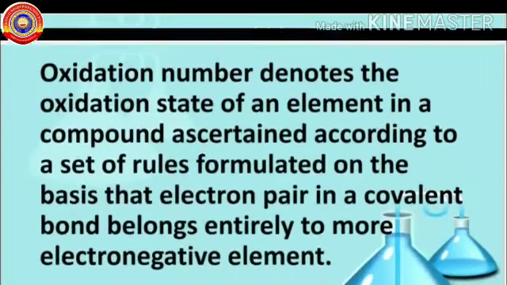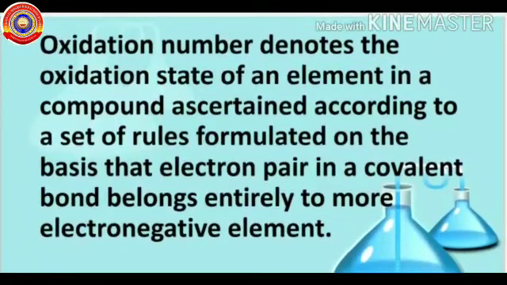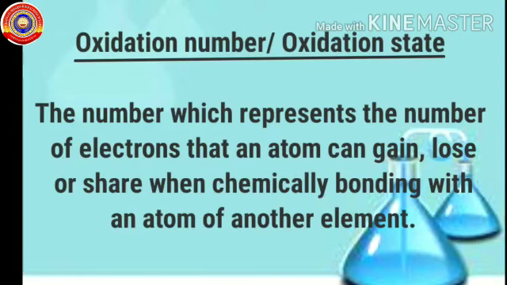Oxidation number. What is an oxidation number? It denotes the oxidation state of an element in a compound ascertained according to a set of rules formulated on the basis that the electron pair in a covalent bond belongs entirely to the more electronegative element. What does it mean? Oxidation number is a number which represents the number of electrons that an atom can gain, lose, or share when chemically bonding with an atom of another element.